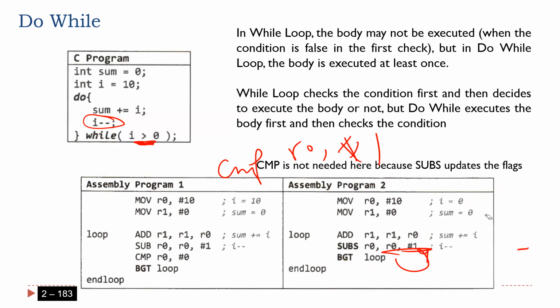For sure, if you don't put S here, this one is not going to be true, right? Because no one will update the flags. This one is not going to update the flags. This one is not going to update the flags. You don't have to compare. So nobody will update the flags. So how will this one work? You understand what I'm saying? Any questions?